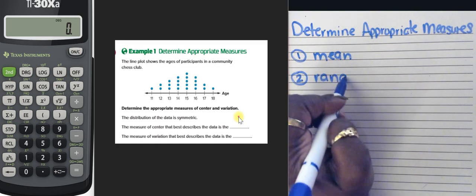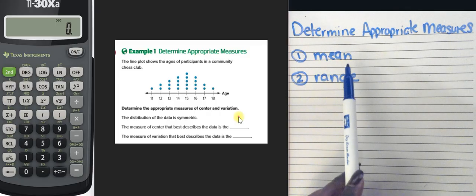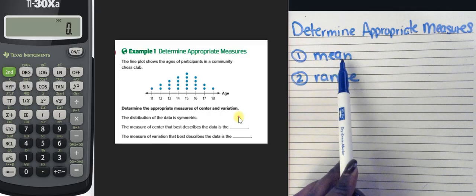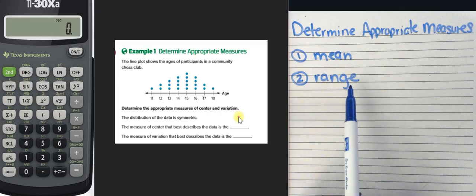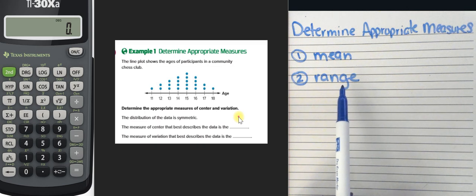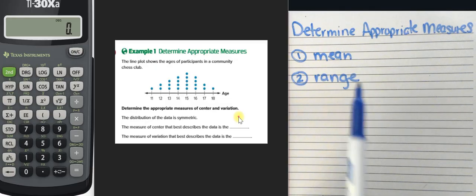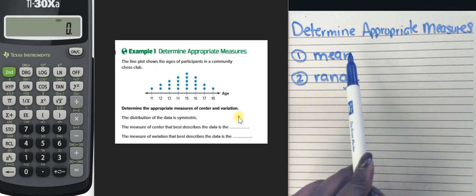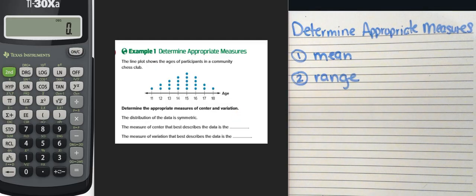So remember, if it's symmetrical, you can use either the mean or the median, but most often you use the mean. If it is symmetrical, in terms of the variation, you can use the range or the interquartile range. So in this example, we're going to say the mean and the range to answer those two questions.